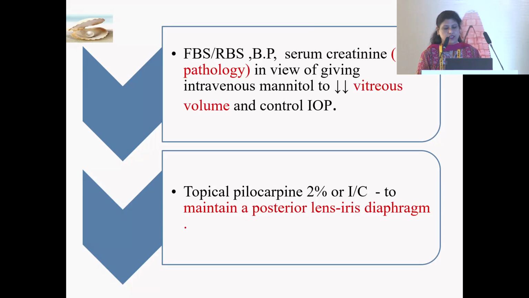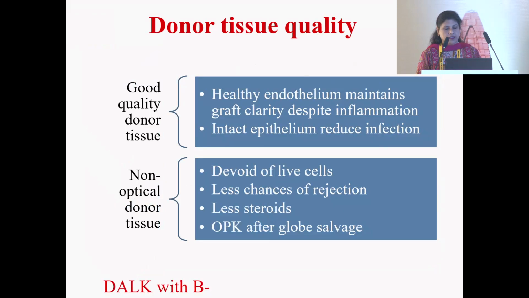We need to see the serum creatinine level because we have to put the patient on mannitol for decreasing the vitreous volume, and topical pilocarpine can also be given to maintain the iris-lens diaphragm.